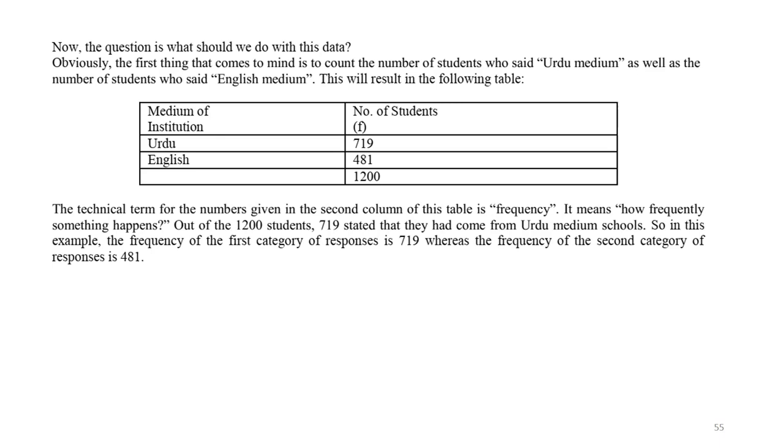This will result in the following table: medium of instruction, Urdu, English; number of students 719, 481, total 1200. There are 1200 students in total. Urdu medium students are 719, English medium students are 481. The technical term for the number given in the second column of this table is the frequency. Are you getting it? For qualitative data, this is the way you will get the frequency.